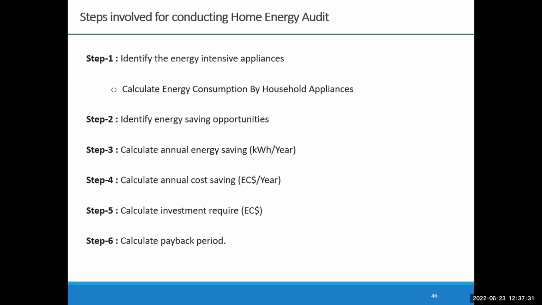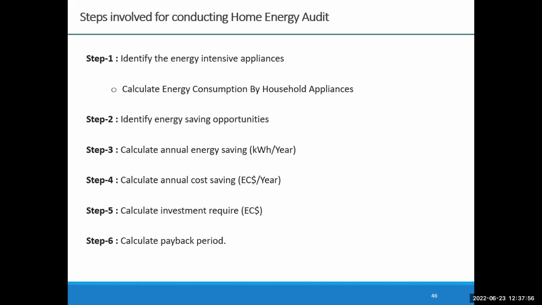So based on that, we can understand which appliance is the major energy consumer daily. Accordingly, we can find out options. What are the available opportunities? Either energy conserving opportunities or energy efficient opportunities are available, based on the usage and the kind of appliances available. We can try to find out in step 2.